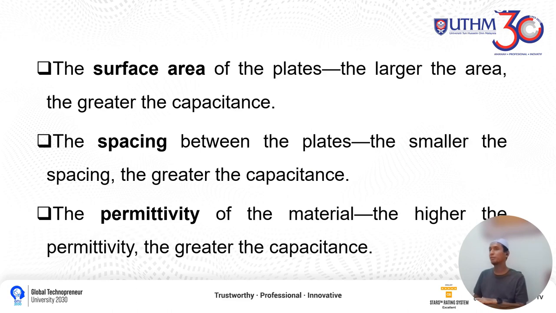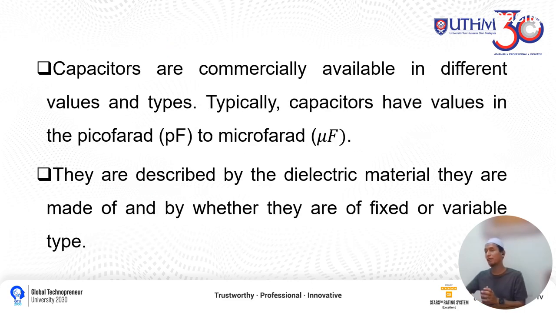So usually the surface area of the plate for the capacitor will be larger than the area of the plate. This means the bigger the surface area A, the bigger the capacitance value. And the smaller the spacing between the plates D, the greater the value of the capacitance. And the higher the permittivity, the greater the capacitance value. So these are the variables that decide the value of the capacitor.